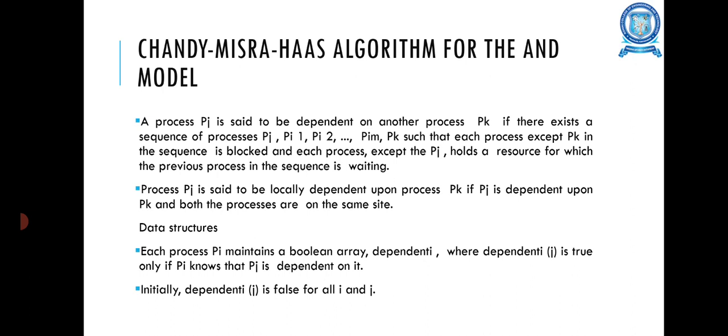The process Pj is said to be locally dependent upon process Pk if Pj is dependent upon Pk and both the processes are on the same site. Each process Pi maintains a Boolean array dependent, where dependent_i(j) is true only if Pi knows that Pj is dependent on it. Initially, dependent_i(j) is false for all i and j.